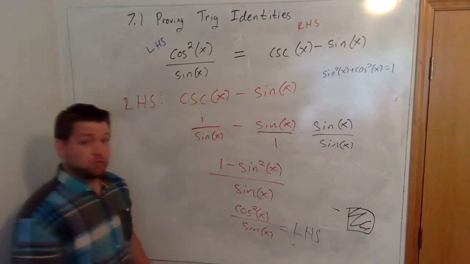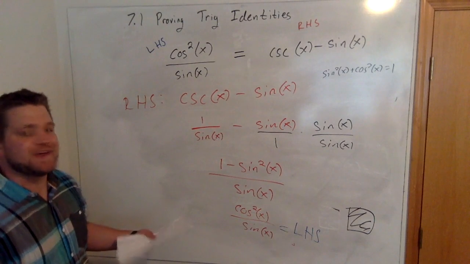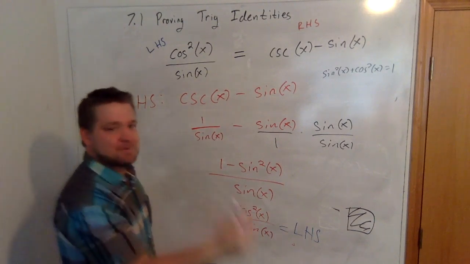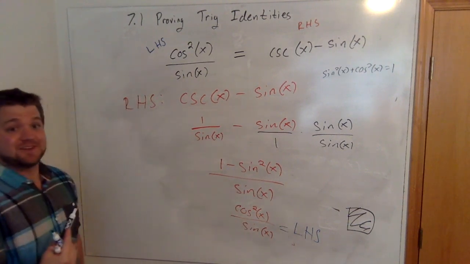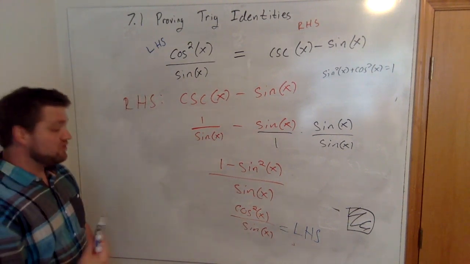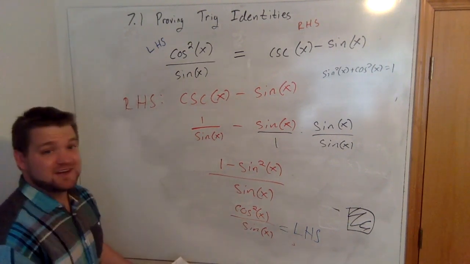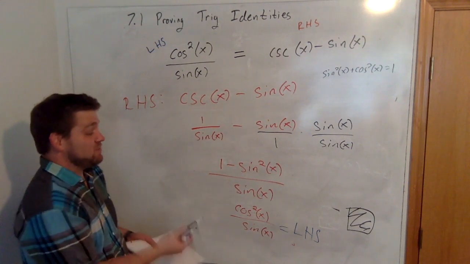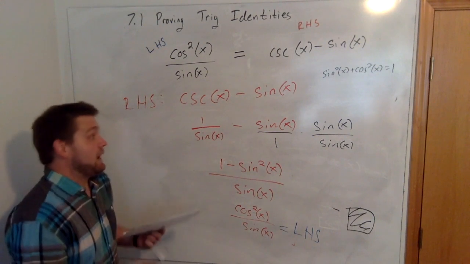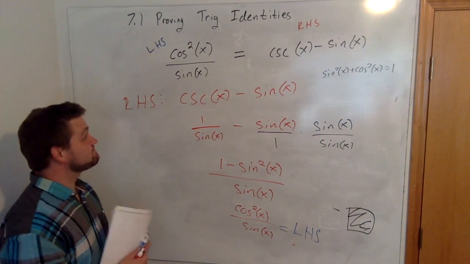Do you have to do it both ways? No, you only have to do it one way. You just pick one side and show it's the same as the other. Equivalently, you could take the right-hand side and show that it's equal to the left-hand side. You don't have to show both, you just need to show one. Sometimes one is easier than the other. Sometimes they're, I would say, equally as easy. Was this way easier than the other one? I don't know, I would say they're probably both equivalent.